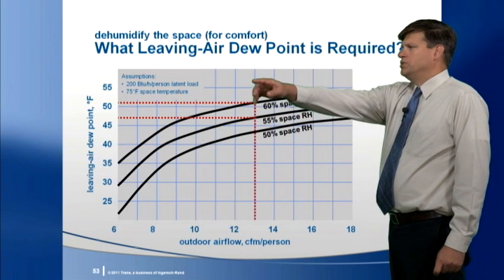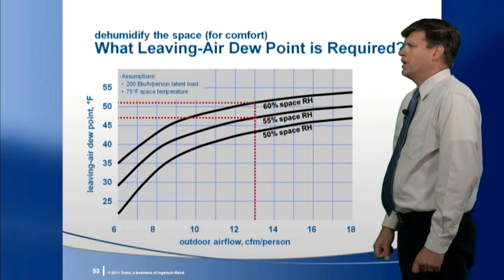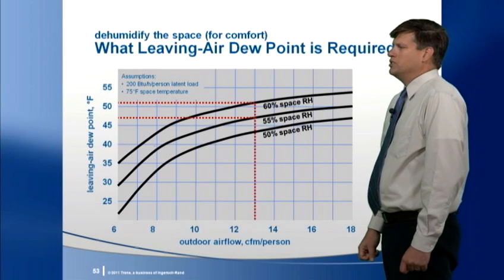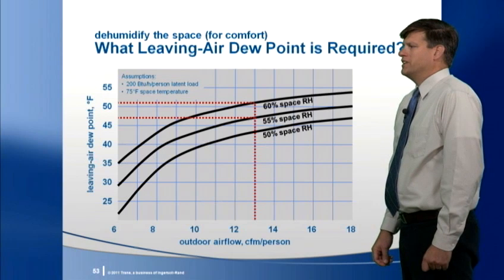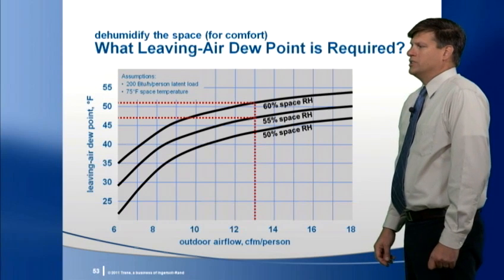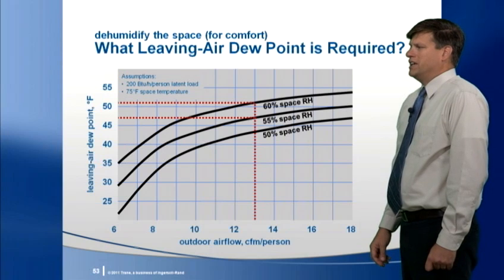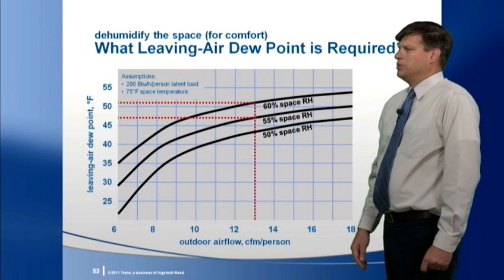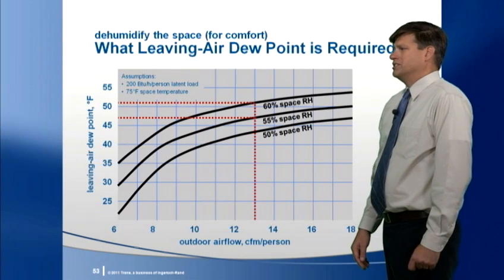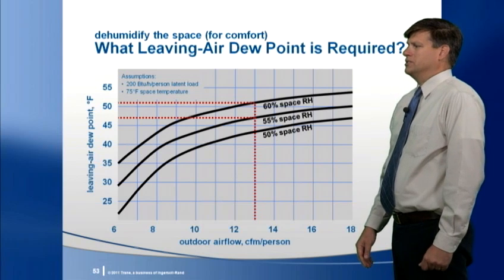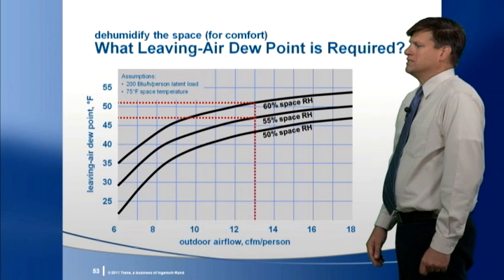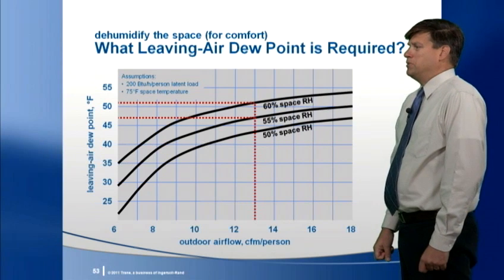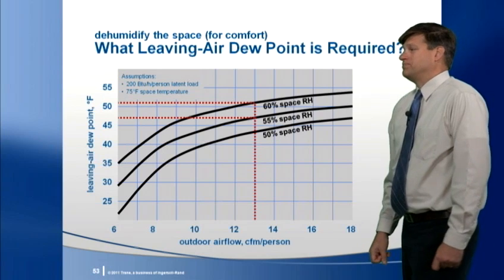Assuming a space load of 200 BTU per person per hour and a space temperature of 75 degrees, we can calculate the leaving air dew point required to remove this latent load using various outdoor air flow rates. For example, if the maximum space humidity is 60% and the ventilation rate is 13 CFM per person, the dedicated outdoor air unit will need to dehumidify this air to 51 degree dew point to remove all the space latent load. If we want a drier space and a maximum limit of 55% RH, the air would need to be dehumidified to 47 degree dew point.